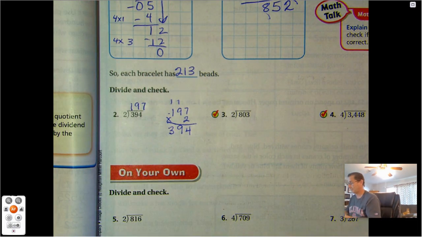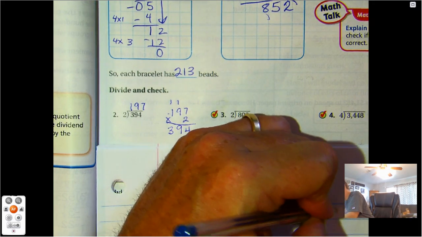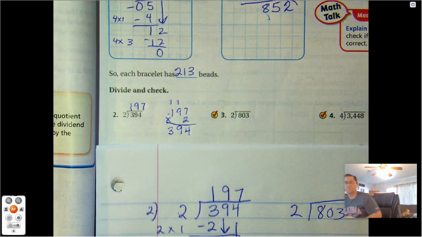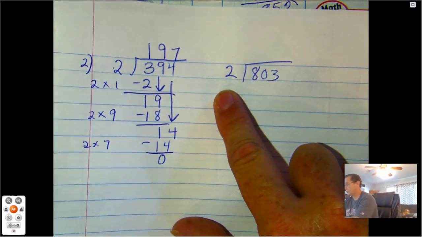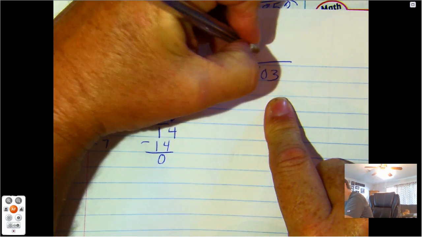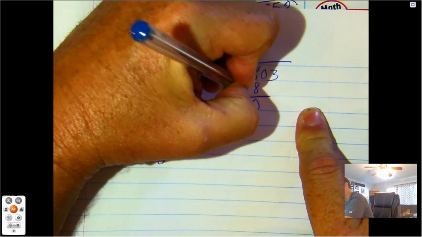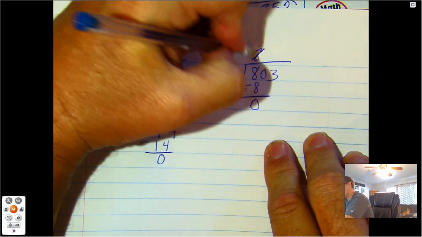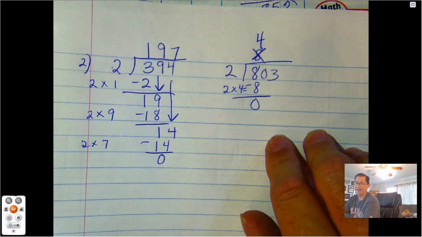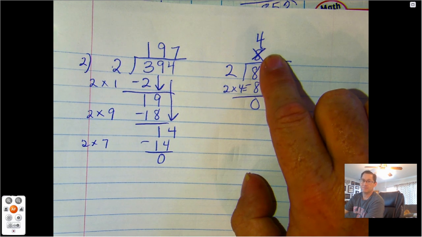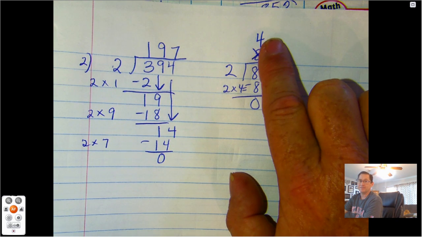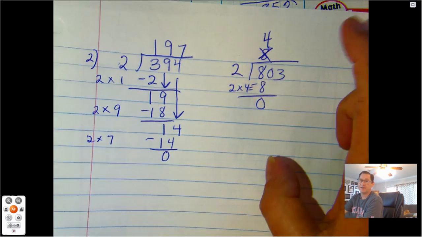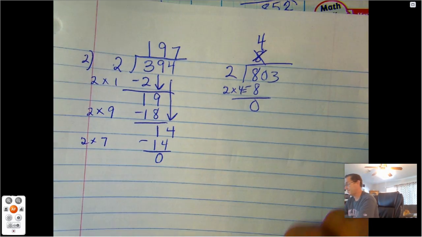Okay, number 3. 803 divided by 2. Okay, we can share the 800s into the 2 groups. I can go 2 times 4. That's 8. Subtract, I get 0. Oh, 2 times 4, not 8. That's a common mistake. We get in a hurry and we accidentally put where our total was. So we are taking 4 hundreds and putting it into 2 different groups. Okay. So 800 take away 800 is 0.